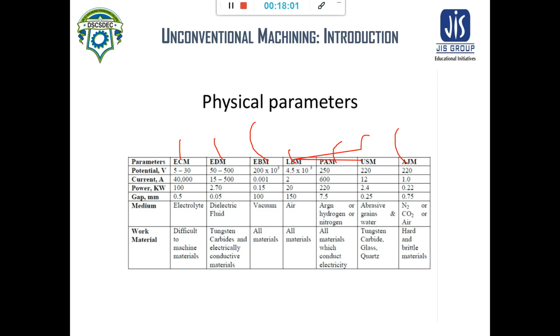0.22 kilowatt. And the gap means the gap between the workpiece and the electrode, our tool. So that gap between the tool and workpiece in case of electrochemical machining can be 0.5 mm. For EDM the gap is 0.05 mm.